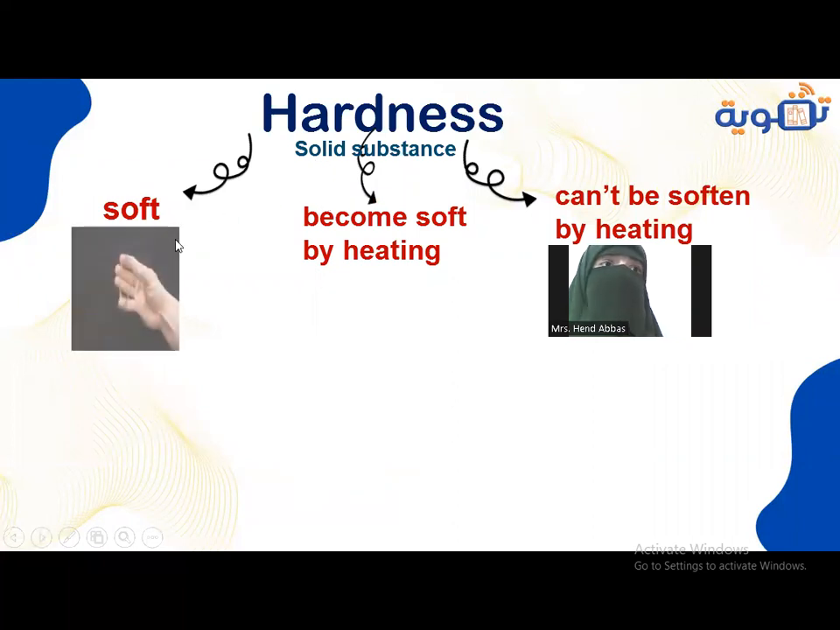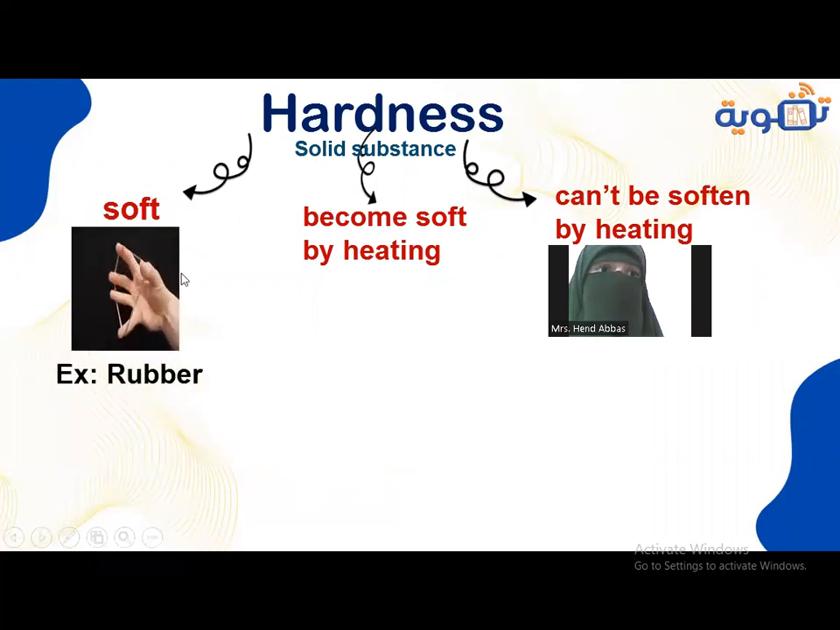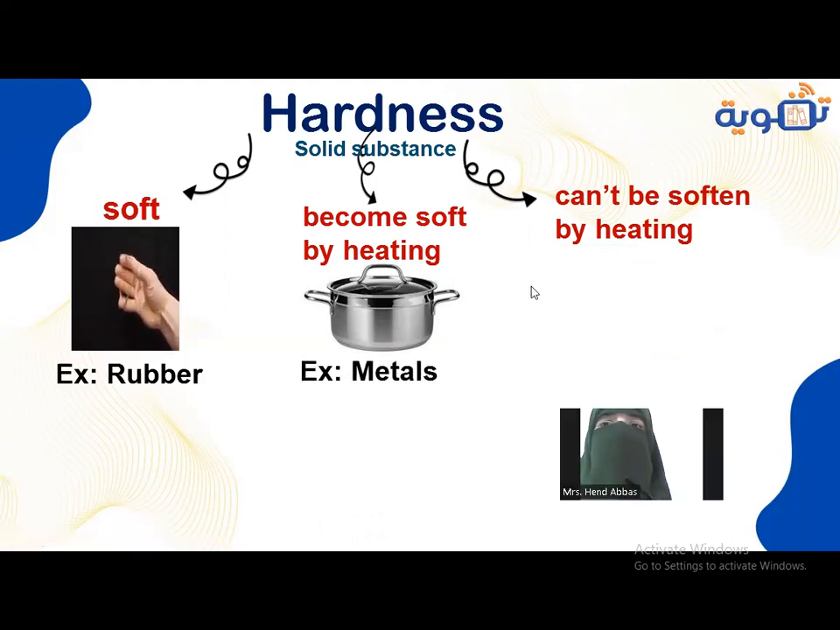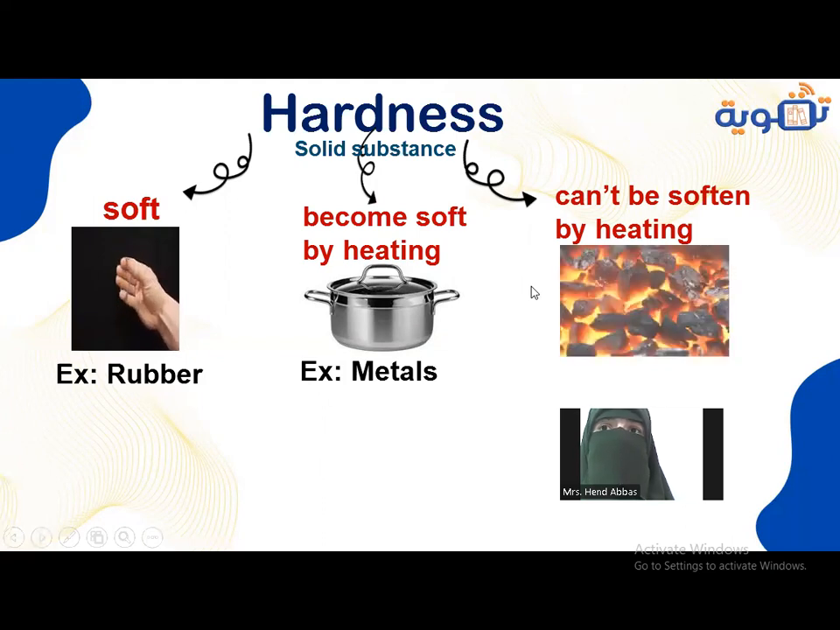Okay, let's see the hardness. There are some substances that are soft at room temperature, like what? Like rubber. There are some substances that have to be heated to soften them, so we can reshape them, like all of the metals. There are some substances that can't be softened by heating. They will change into powder. We can't change them into liquid. Like what? Like sulfur and coal.